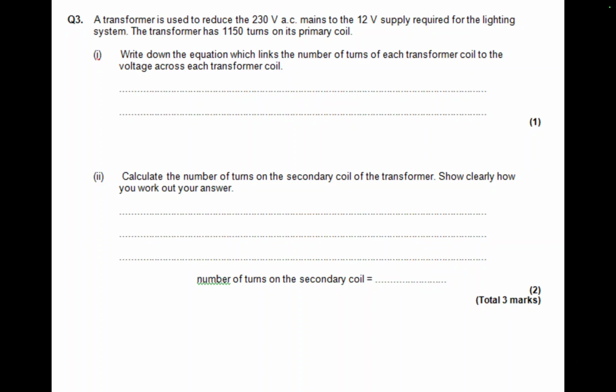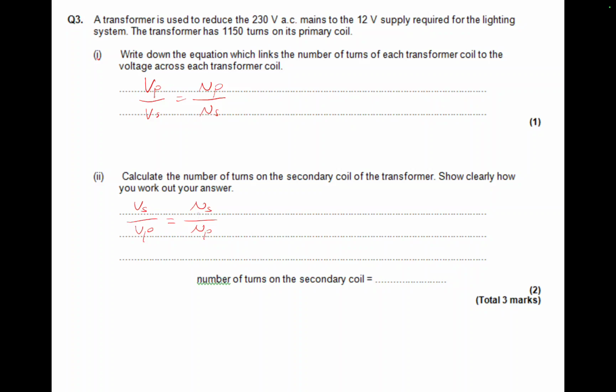Right, I'll take you through the answers. A transformer is used to reduce the 230 volts AC mains to the 12 volt supply required for a lighting system. The transformer has 1,150 turns on its primary coil. So first of all, let's write down the equation. Voltage primary divided by voltage secondary equals number of turns on primary divided by number of turns on the secondary. And we want to calculate the number of turns on the secondary coil. So once again, we're going to have to flip this around. So that'd be voltage of the secondary divided by voltage primary equals Ns over Np.